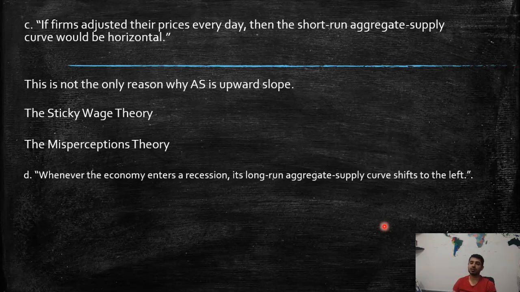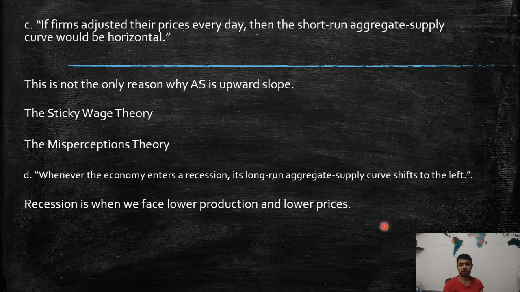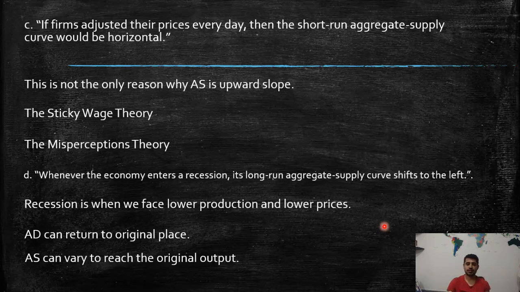D. Whenever the economy enters a recession, its long run aggregate supply curve shifts to the left. Well, actually a recession is when we face lower production and lower prices, and this is usually caused by a contraction of aggregate demand. So the aggregate demand can return to the original place with the adequate policy, and aggregate supply can vary to reach the original output.